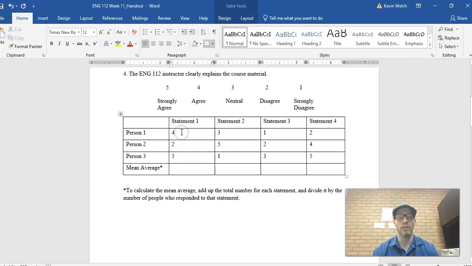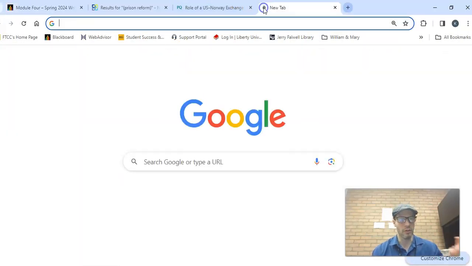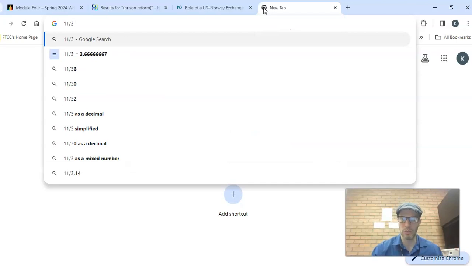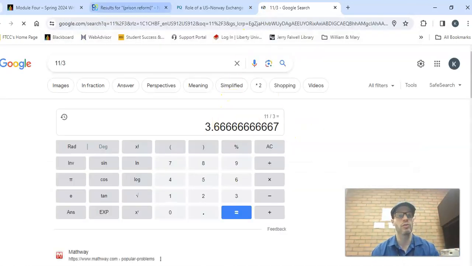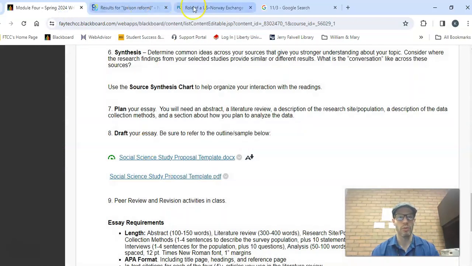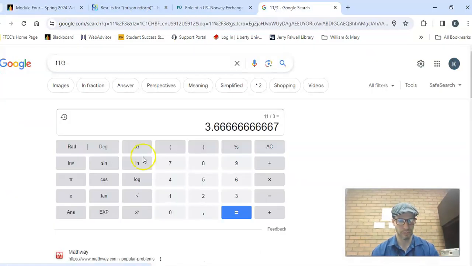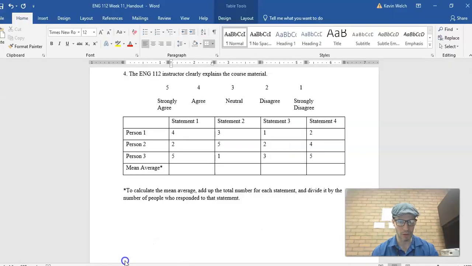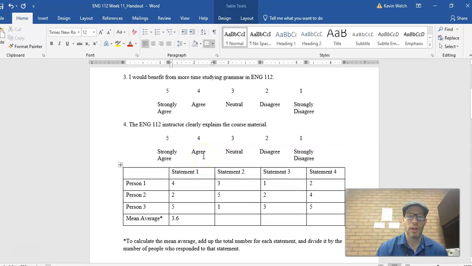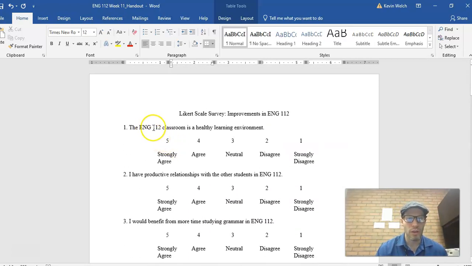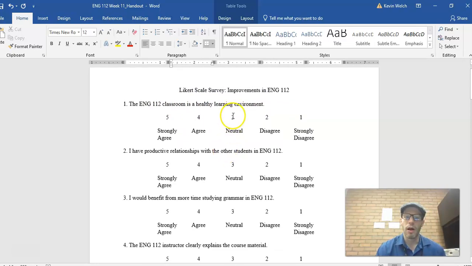Okay, so I'm going to do 11 divided by 3. I'm not very good at doing this in my head, so I'm going to go to the internet. I'm going to type 11 divided by 3. Look at that. It's 3 2/3, or 3.66 is the average. Where's my document? Here we go. So my average is a 3.6. That means that for statement number 1, the English 112 classroom is a healthy learning environment, people are above neutral overall, but not quite to the 4 for the agree. So it's on the positive side of things, right?